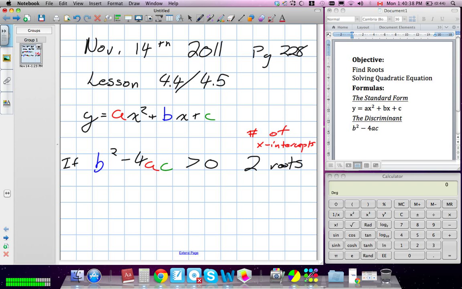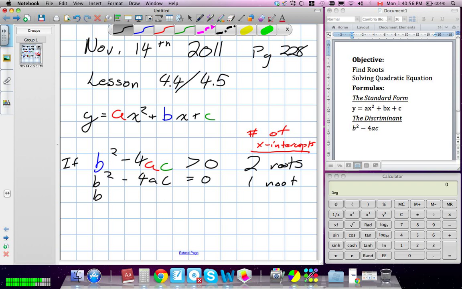I'll do the rest in black. If b squared minus 4ac is equal to 0, that means there is one root. One root. And finally, if b squared minus 4ac is less than 0, so a negative number, there are 0 roots. Why did I say roots? Roots. Okay? We're going to go over those examples.